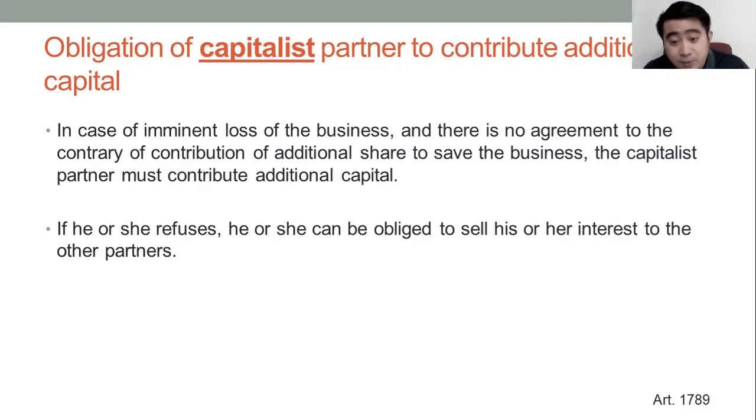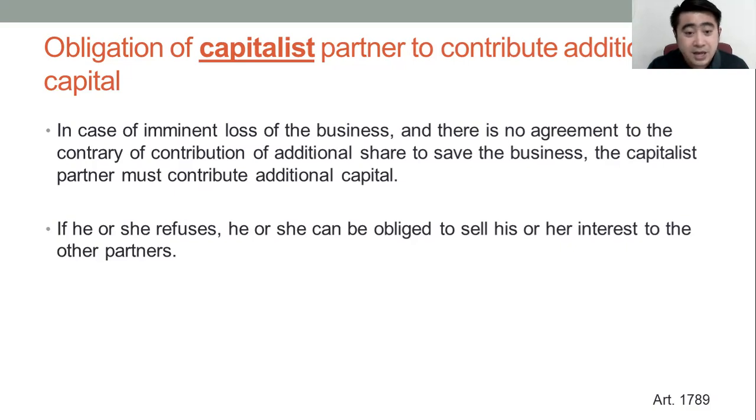Dapat yung lahat ng mga capitalist partners, capitalist partner class lang. Capitalist lang, hindi industrial. So lahat ng mga capitalist partners, they are obliged to contribute additional capital to the partnership para ma-save yung partnership. Paano kapag ayaw nila? So, if he or she refuses, he or she can be obliged to sell his or her interest to the other partners. Kapag ayaw mo magbigay ng additional capital, benta mo sa akin yung share mo. Benta mo sa ibang partners.